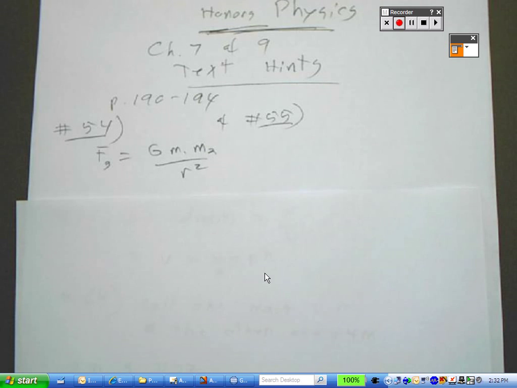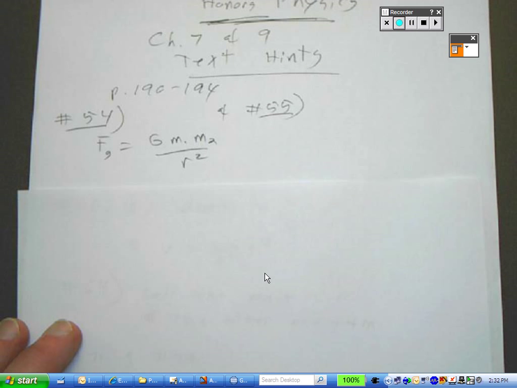Hey, Honors Physics students, this is what you've been waiting for, the Chapter 7 and 9 textbook hints. Starting at page 190 to 194, the assignment for Chapter 7, this is primarily about gravity and the effects of the force of gravity. So for instance, let's look at number 54.